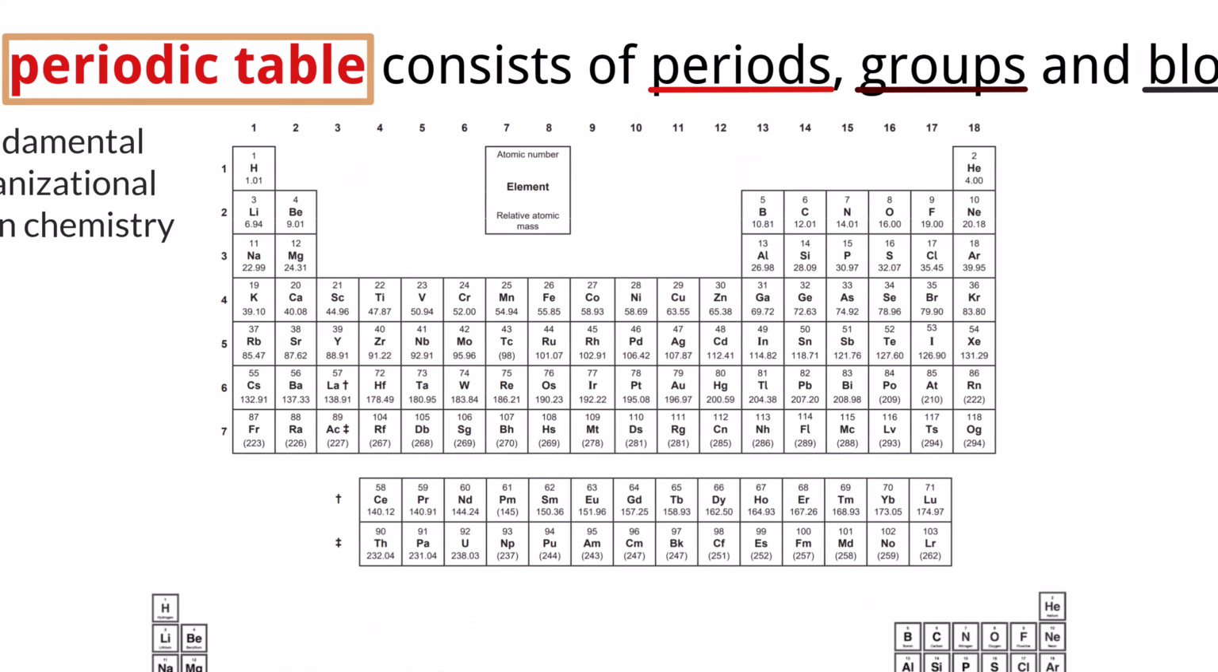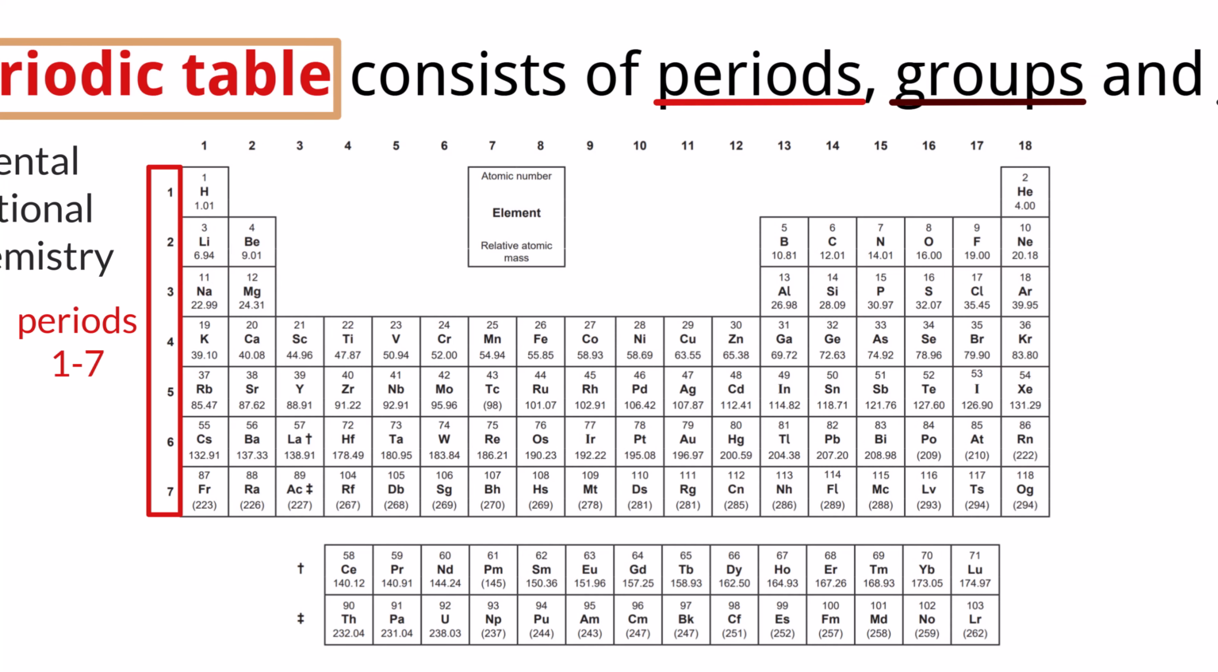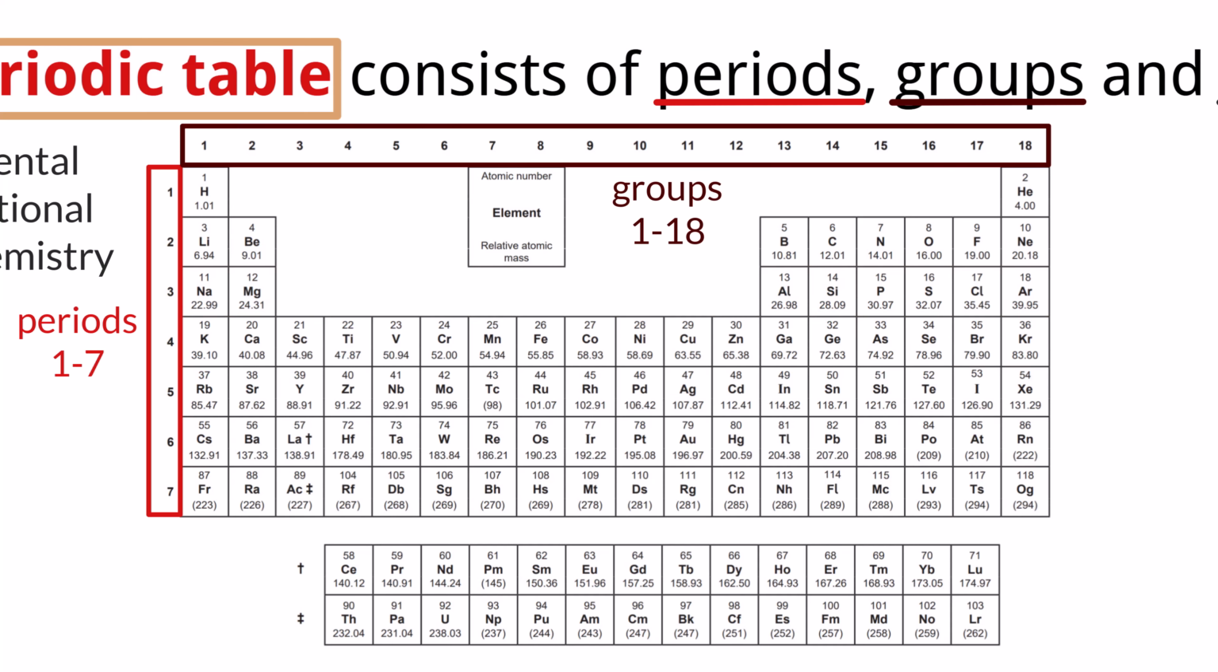The periods are labeled 1 through 7 on the side of the table, so if we look at the elements within period 3, we could be referring to all of these boxes in the table. Groups are labeled 1 to 18, which are found on the top of the table. So if we were to look at the elements within group 17, we would be referencing all of these boxes.